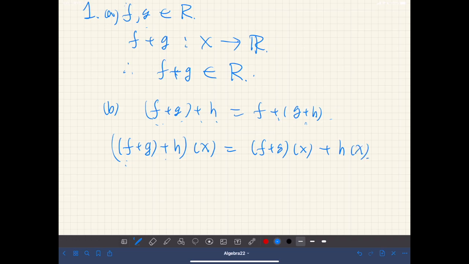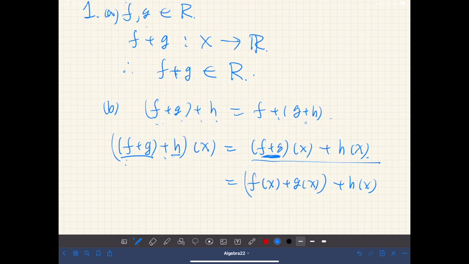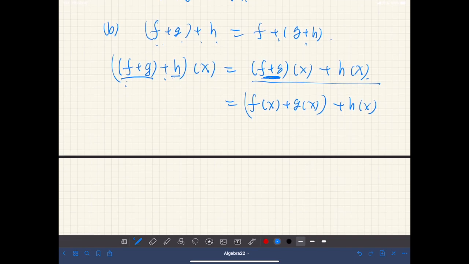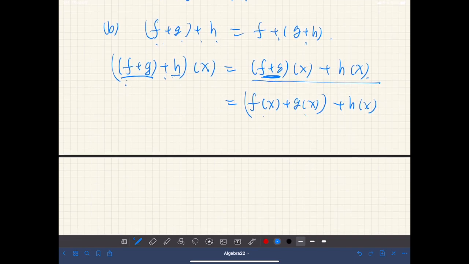So we have actually two functions here. One function is f plus g and the other function is h. So by applying the definition of addition here, we get this. However, we still have addition here. So this, again, we apply the definition and we have f of x plus g of x. Okay, so now this is just an addition of two real numbers.